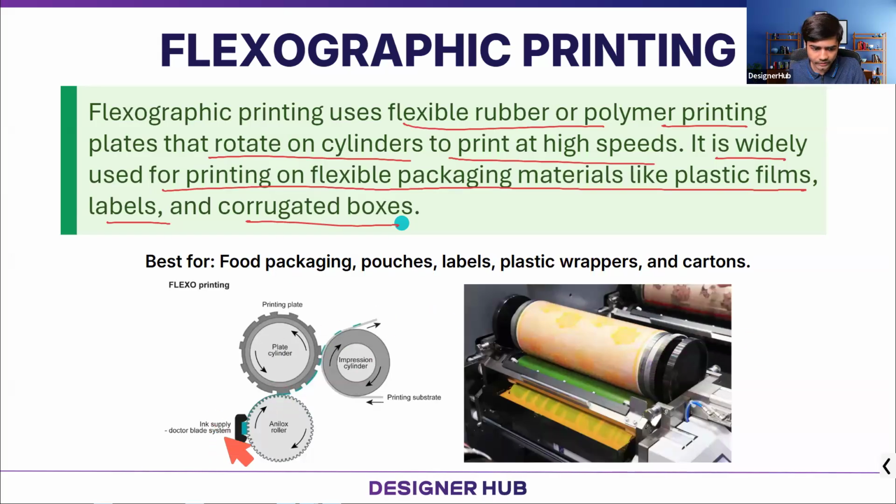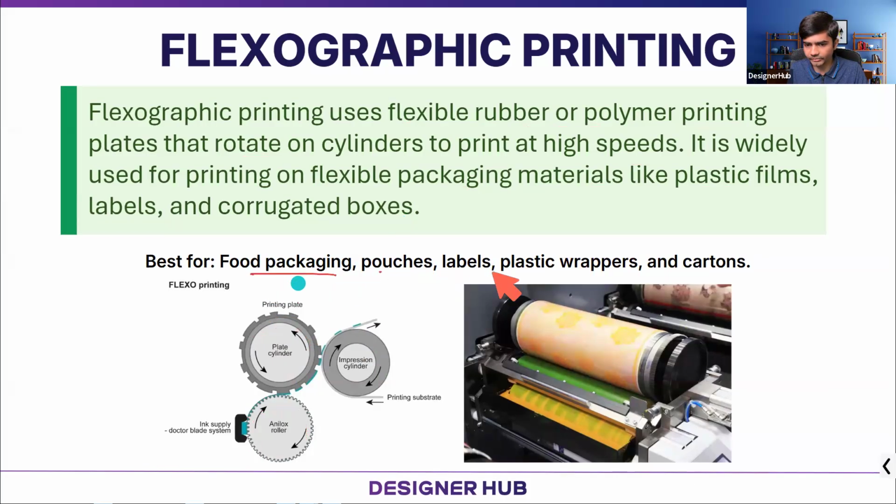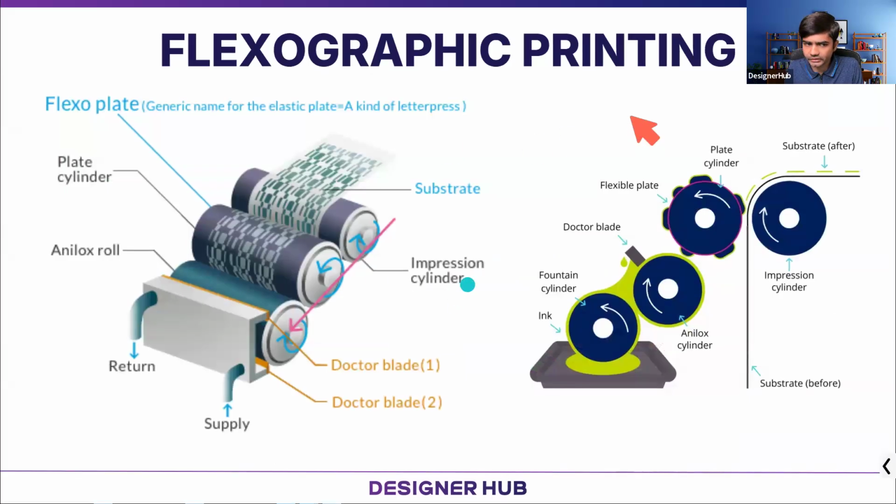So you can see over here, this is the ink supply. From this ink supply, it is going to the printing plate, which is nothing but a rubber plate, and from this rubber plate it is going to the impression cylinder, which is nothing but your paper inside which the impression is getting added. So this blue color ink is finally coming on top of the paper. Are you all understanding? Best for food packaging, pouches, labels, plastic wrappers, and cartons. So this is how the entire flexographic printing works.